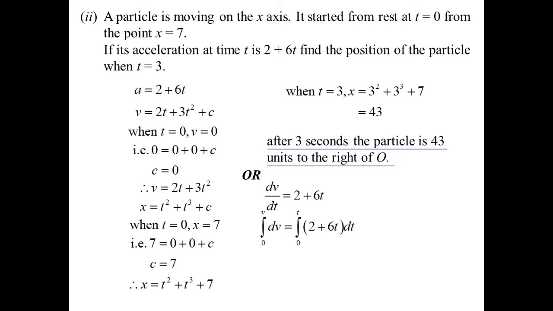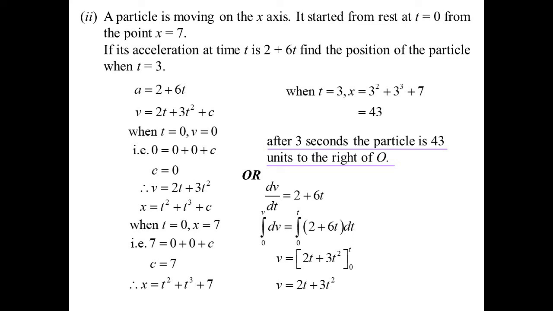Now when I'm going from 0 to v, I know the answer's got to be v. So I can jump straight to that one. The right hand side, there's a little bit more work to do there. So I get 2t plus 3t squared, but I'm going from 0 to t, so I will get 2t plus 3t squared. You can see, same answer, but a lot less working. Making it a definite integral makes life a lot easier.